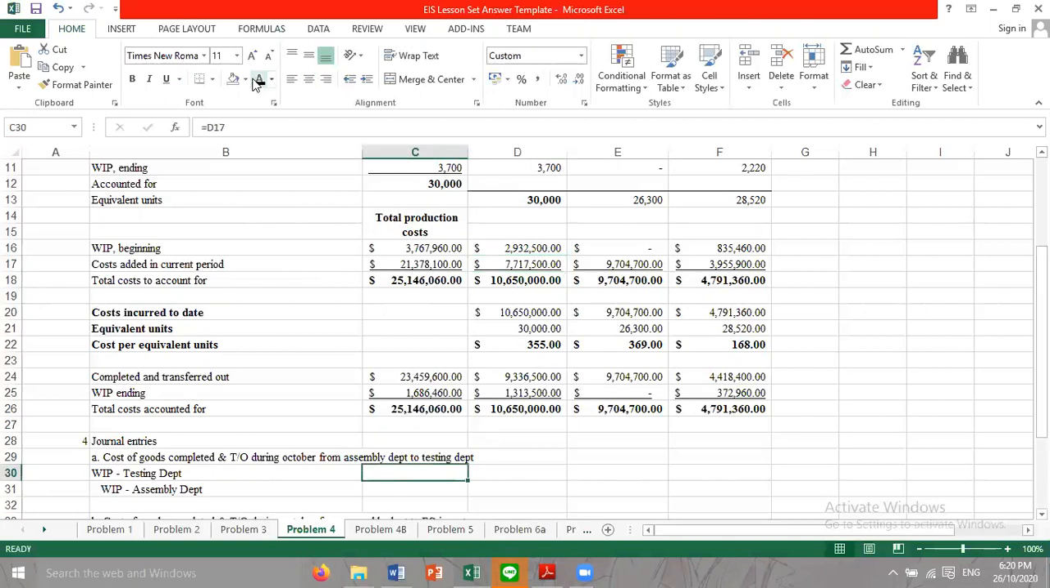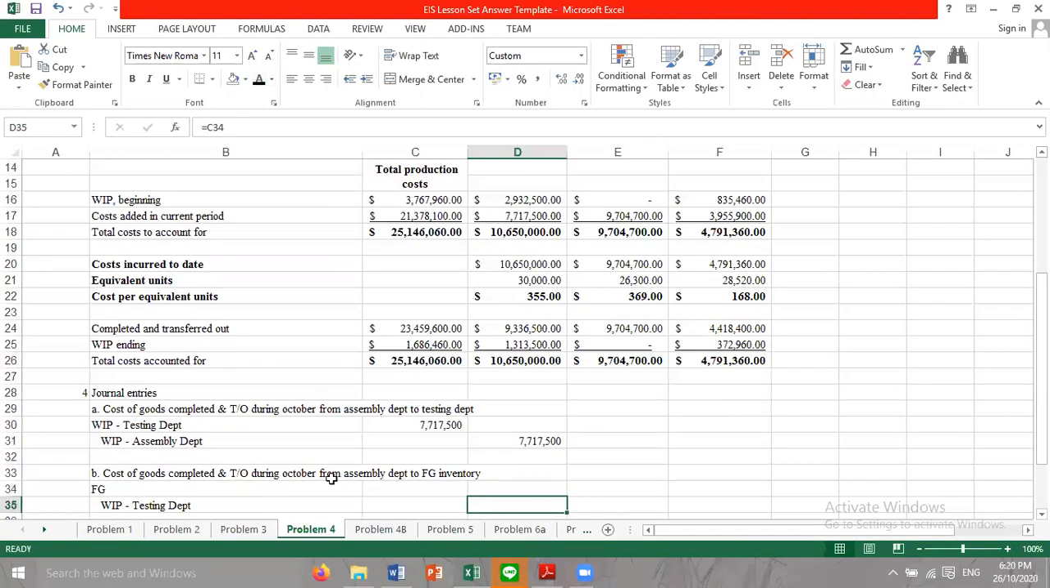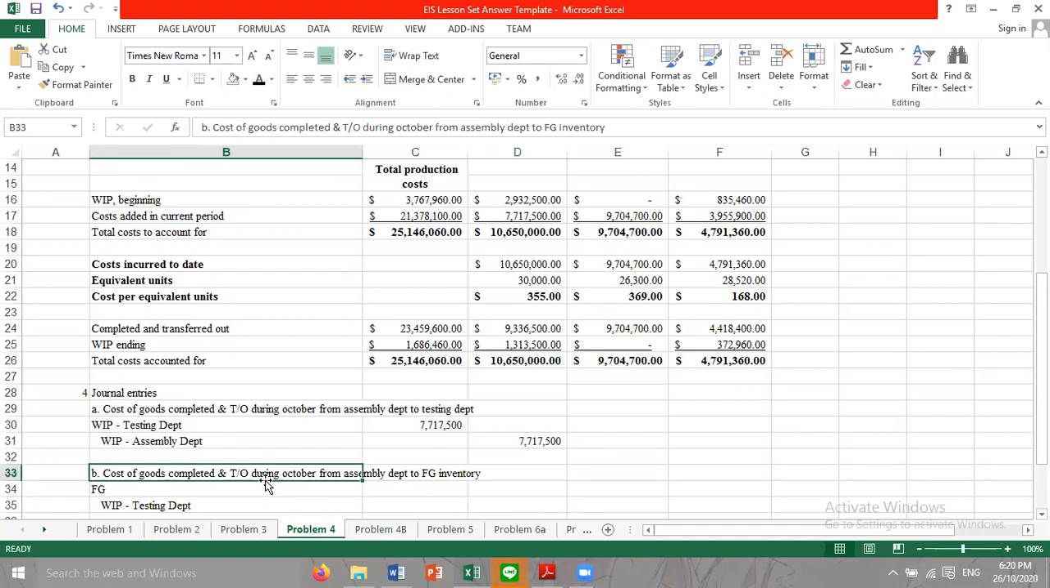So the amount to journal is just 1,500. That's for the first journal. And then we're asked to make a journal for the cost of goods completed and transferred out during October from assembly to finished goods inventory.